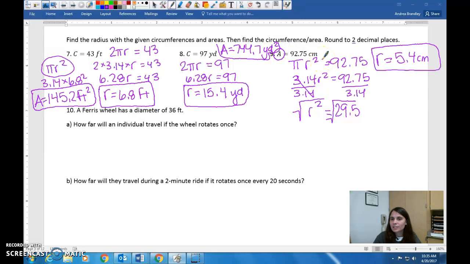So if it wants me to find the diameter, well, I'm going to go through this exact same process and find the radius. And then the diameter is just 2 times the radius. So the diameter is 10.8 centimeters.